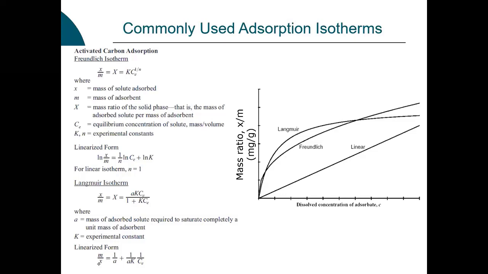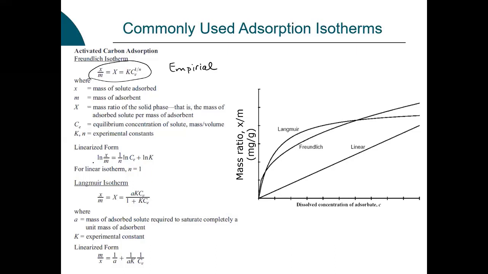There are probably 10 or so different types of isotherm models that you can use. The Freundlich isotherm is entirely empirical, and what it states is that the X over M value is a function of the equilibrium concentration to the 1 over n power. So this is entirely empirical.